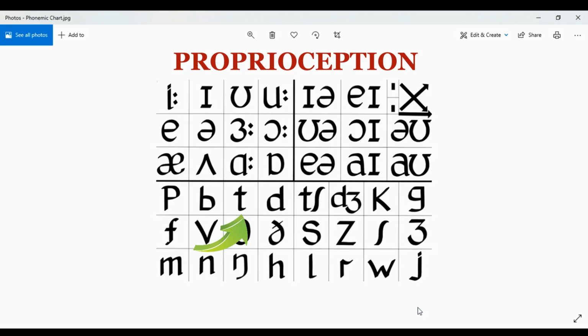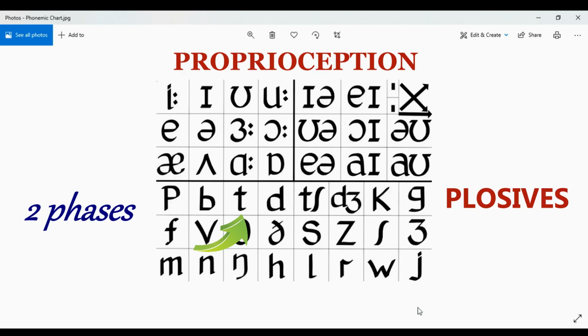The t sound is composed of 2 phases. Putting the tip of your tongue against the back of your 2 top front teeth and holding it briefly before releasing the airflow. T. Additionally, the voice is activated. The t phoneme is located in the row of plosive consonants. There are 2 phases in producing a plosive, as we've just seen, the stop phase, then the release phase.